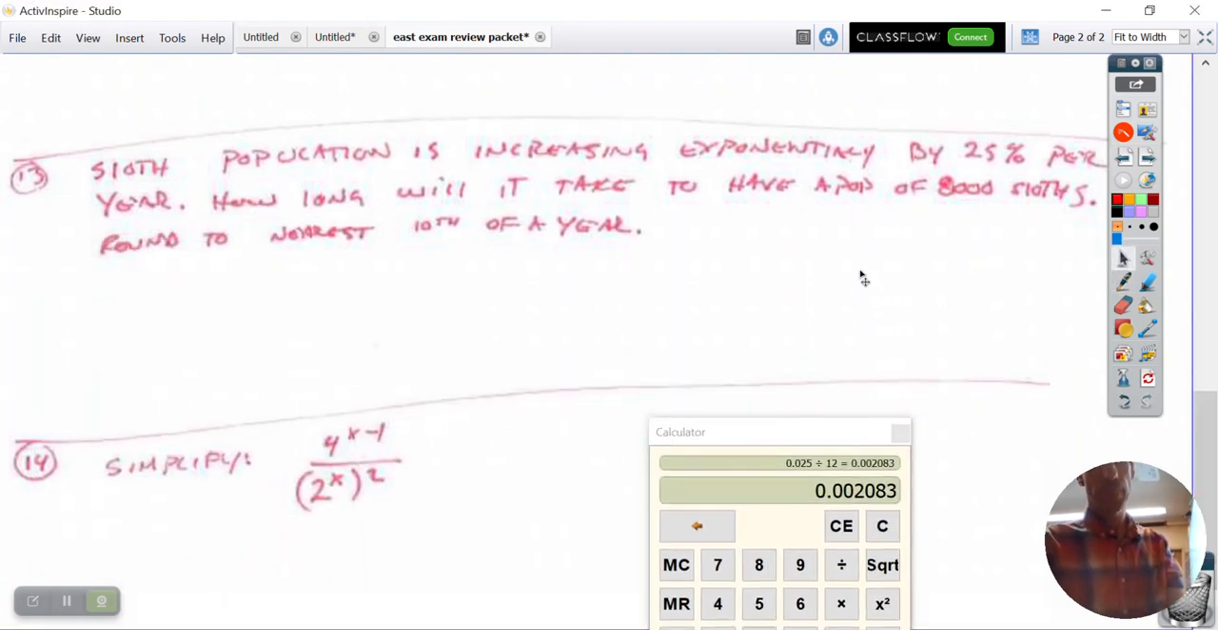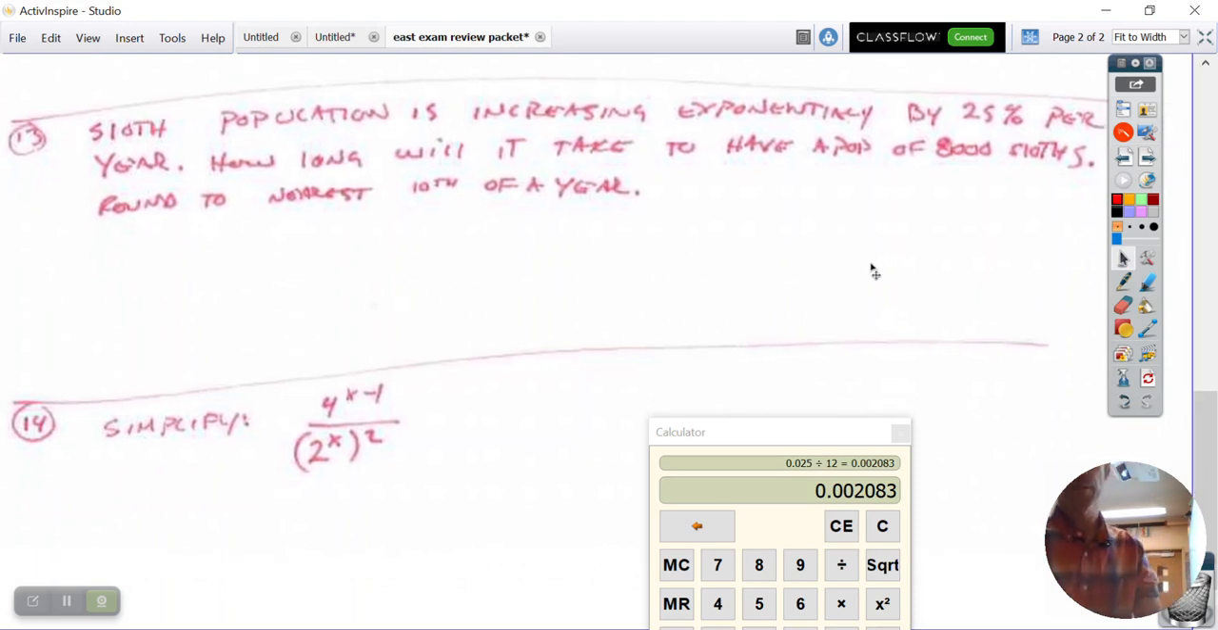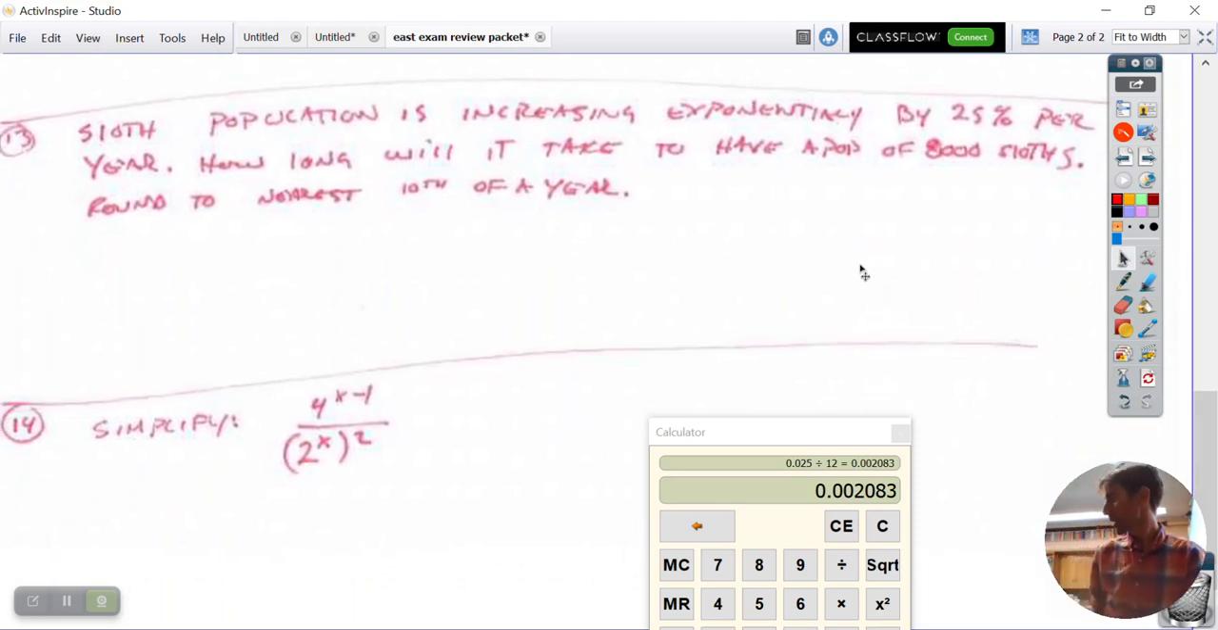All right, so the sloth population is increasing exponentially. All right, so we're back. Sloth population is increasing exponentially by 25% per year. How long will it take to have a population of 8,000 sloths?